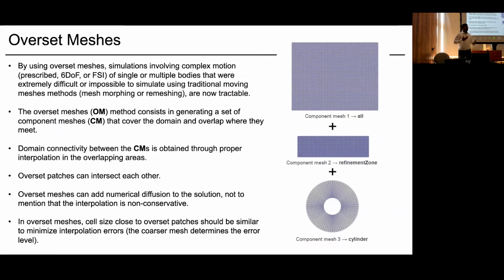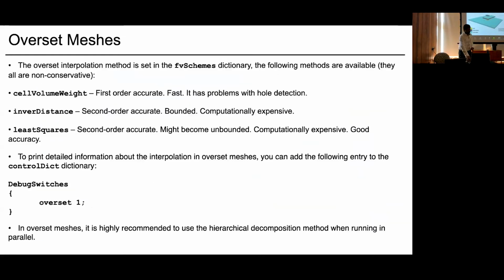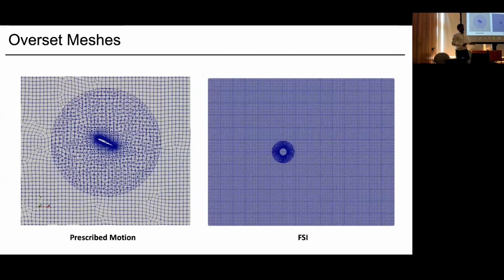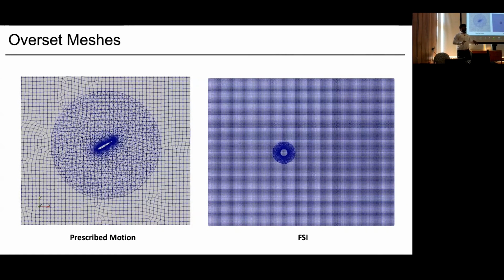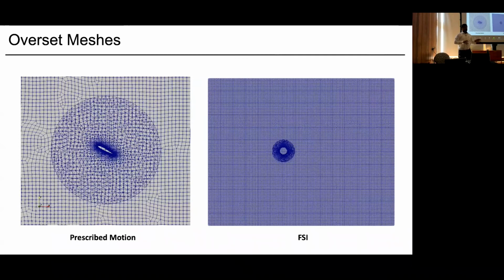It's about how much you can minimize the errors due to interpolation by matching the size of the cells in the interpolation regimes. In overset meshes, cell size close to the overset patches should be similar. That's what I have already mentioned. So now, the same problem which we dealt with in mesh morphing comes up like that.